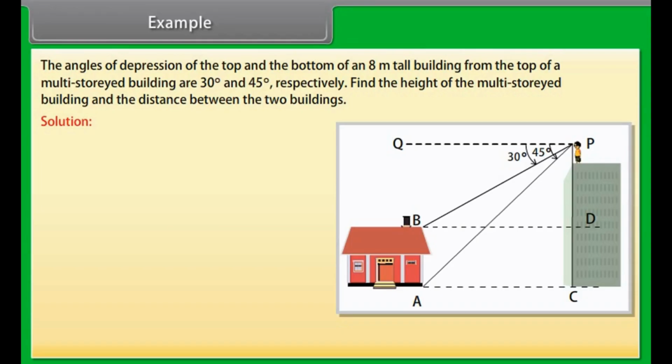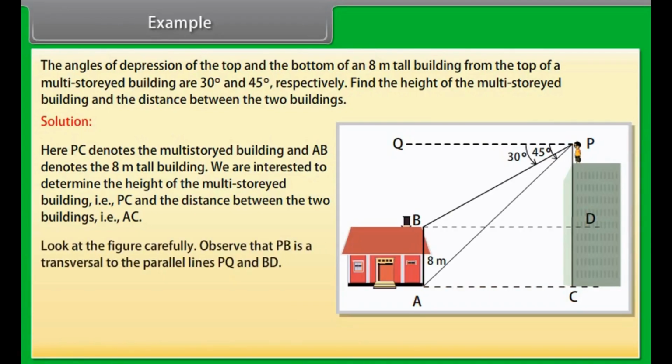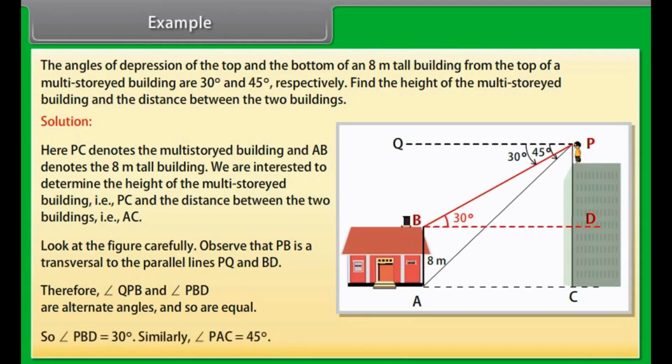Solution. Here PC denotes the multi-storied building and AB denotes the 8-meter tall building. We are interested to determine the height of the multi-storied building, that is BC, and the distance between the two buildings, that is AC. Look at the figure carefully. Observe that PB is a transversal to the parallel lines PQ and BD. Therefore, angle QPB and angle PBD are alternate angles and so are equal. So, angle PBD is equal to 30 degree. Similarly, angle PAC is equal to 45 degree.